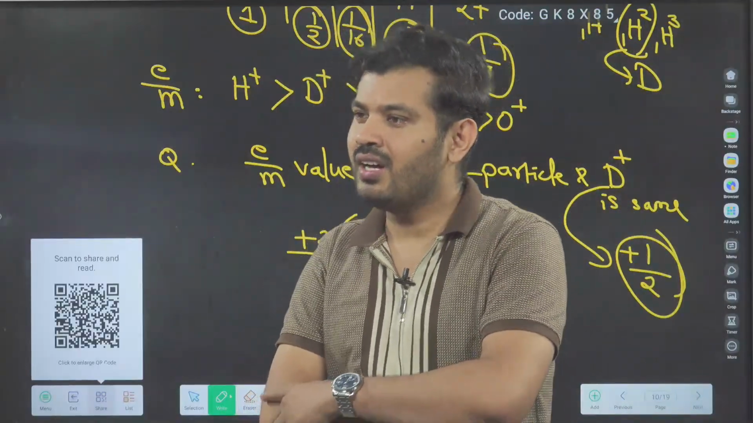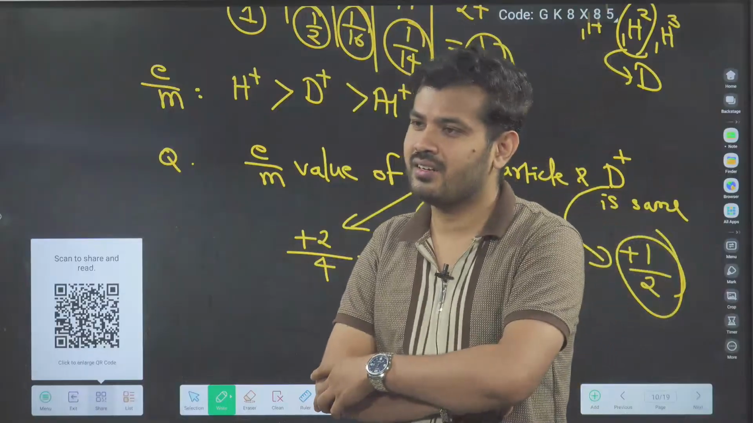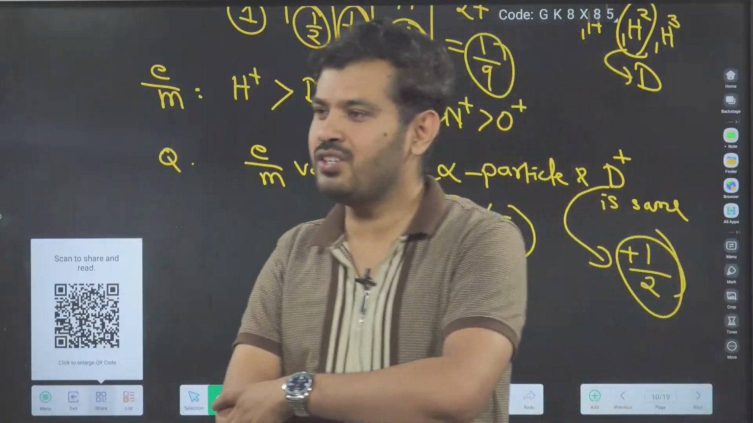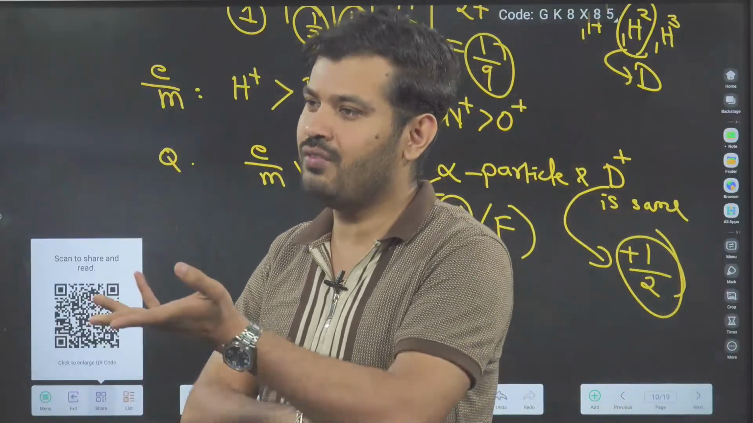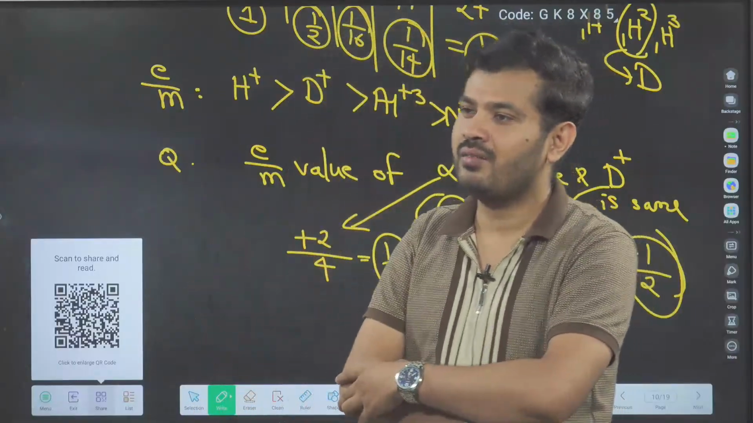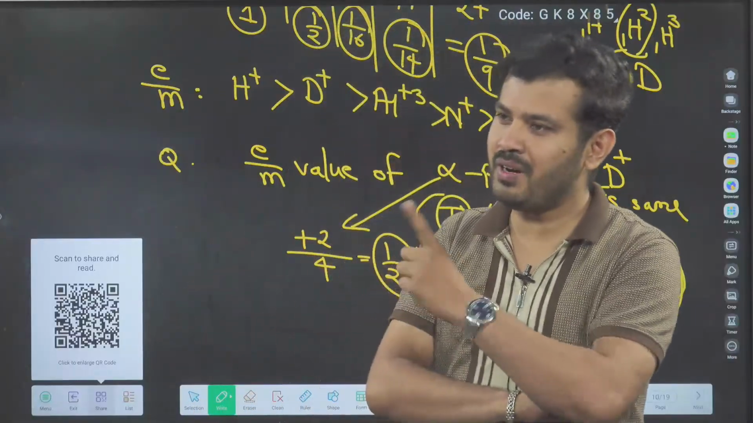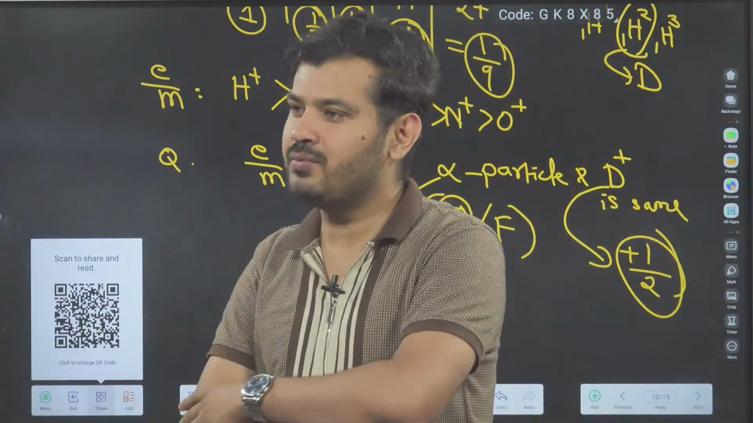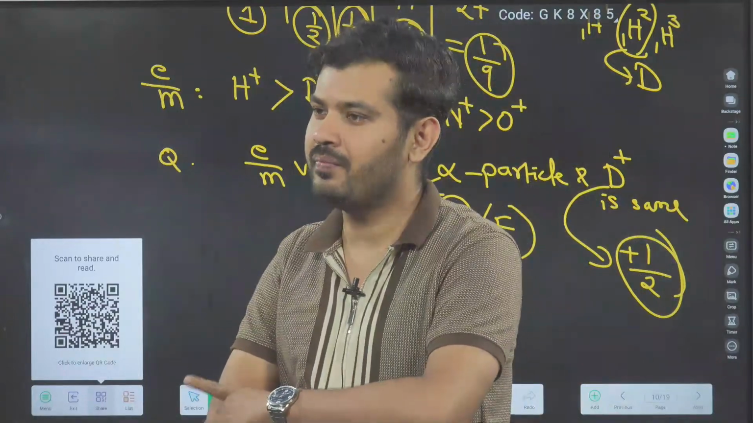From anode metal will electron arise? From anode electron will not arise. Anode has what charge? Anode has positive charge. Electron will not be there. From cathode only electron will be coming out. In anode ray experiment also that will happen, but we are not observing that, right?